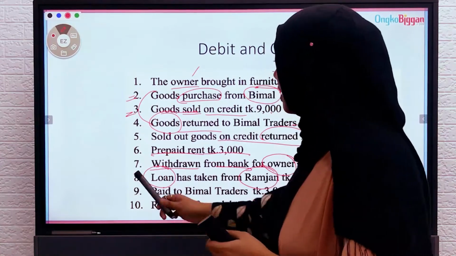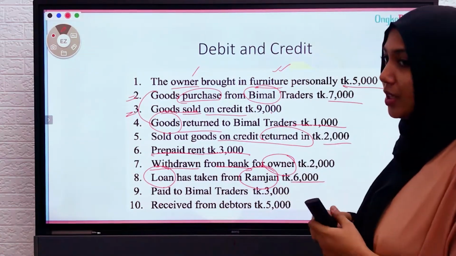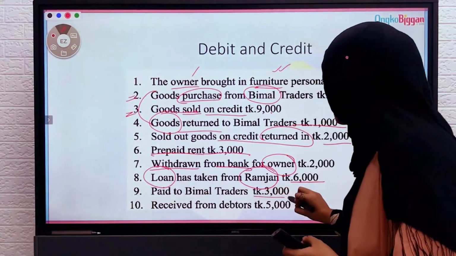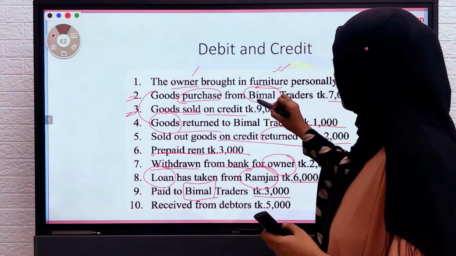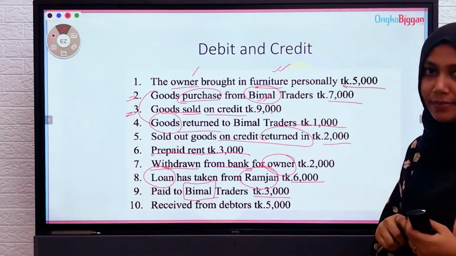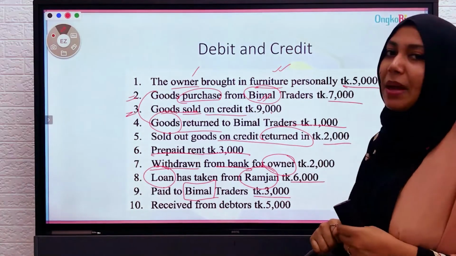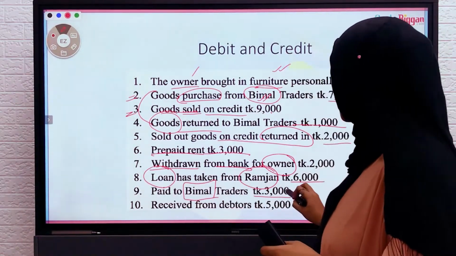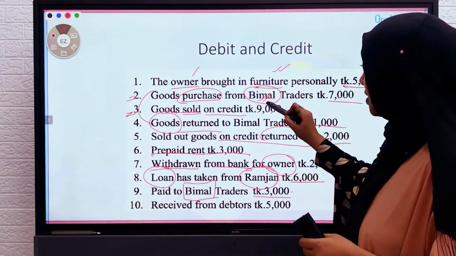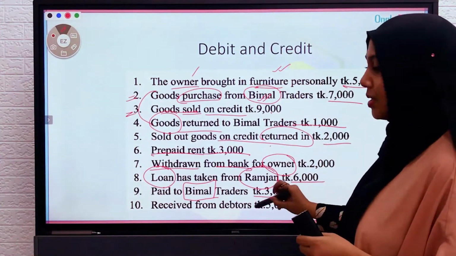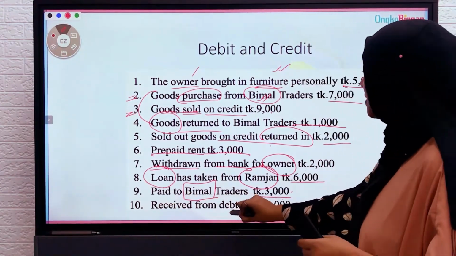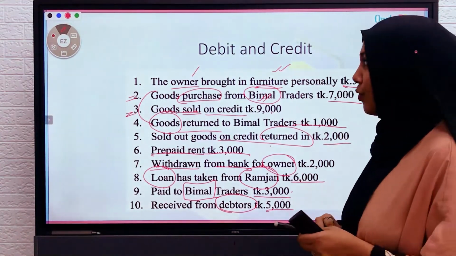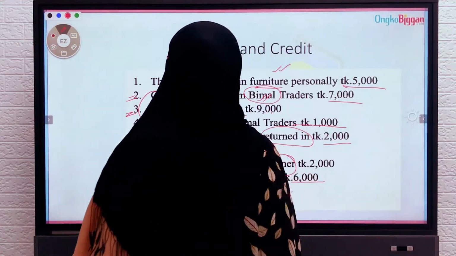Easy. Number 9, paid to Bimal Traders 3,000. We paid Bimal Traders 3,000. Who is Bimal? At the purchasing time we got that man, right? Now find out whether he's a creditor or debtor for the business, and then we pay Bimal Traders 3,000. First we purchased, then there was a purchase return, and then we paid. Okay, number 10, received from debtors, taka 500. We received the amount from the debtors, 500. Okay, so these are some transactions.